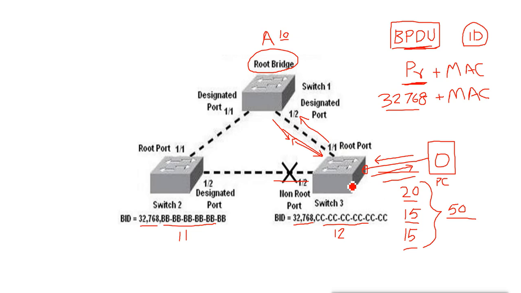And now, after selecting the root bridge, all the other switches become non-root, and now they have to find a way to reach the root bridge. That means the shortest way, or shortest path, to reach the root bridge.